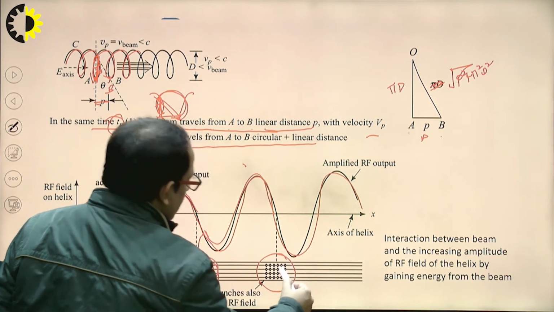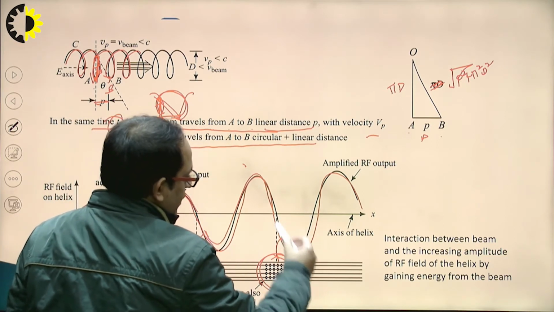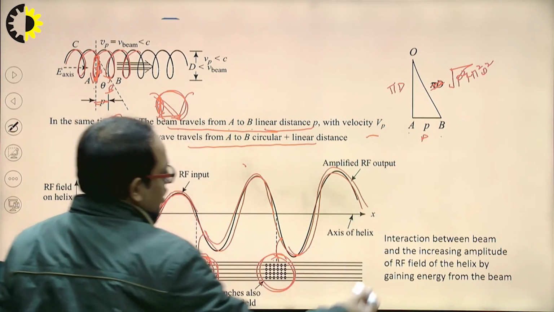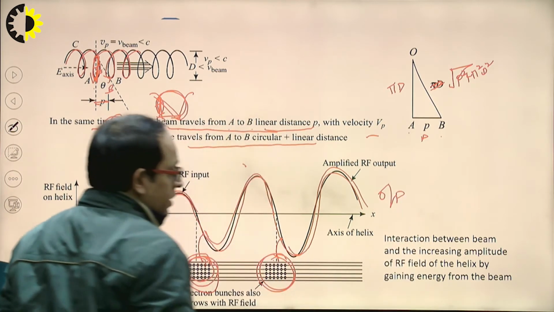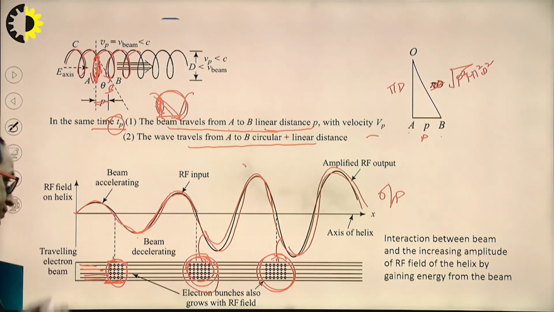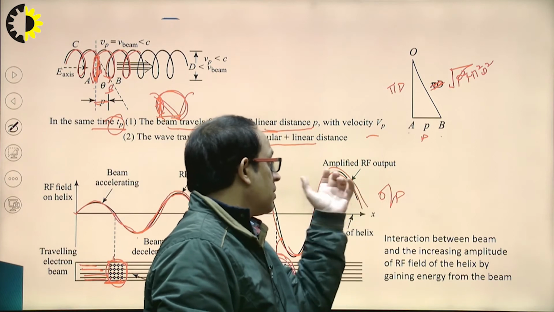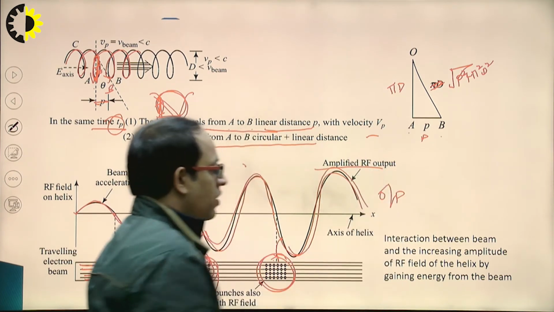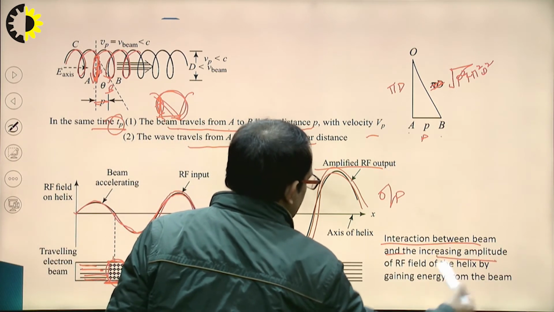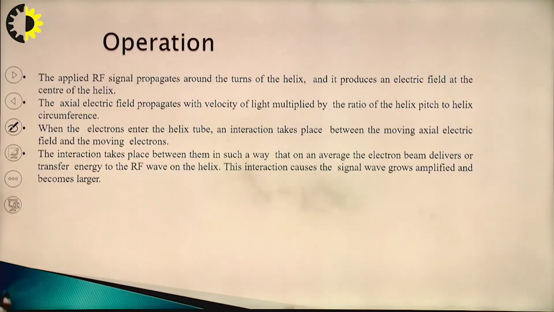Again, when this electron beam interacts with the retarding field of the RF field, it transfers its energy to the wave and the wave gets amplified. So at the end of the helix, after the interaction of the electron beam and the RF field, the output will be a maximum, amplified RF output. Clear? This figure shows the interaction between the beam and the increasing amplitude of the RF field of the helix, gaining energy from the beam.